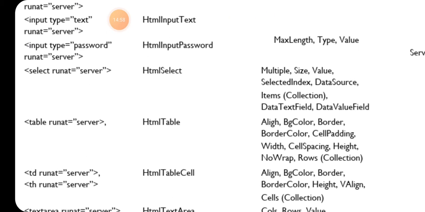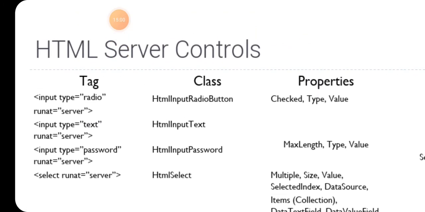Next, HTML input radio button. It has the properties checked, type and value. Next, HTML input text. It is just like a text box. It has the properties max length, type and value. Next, HTML input password. It is for entering the password. It is just like our text box.